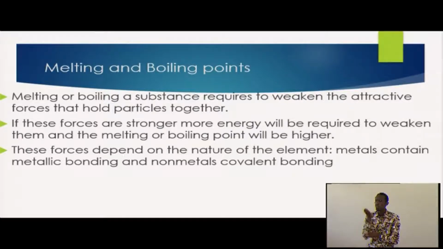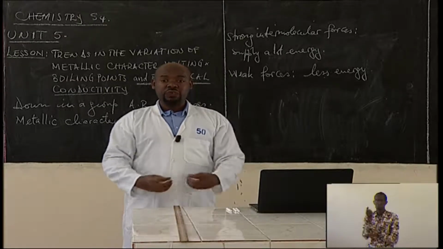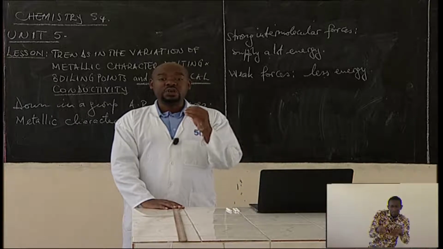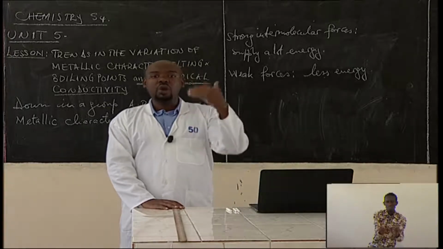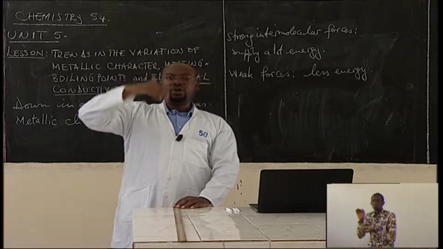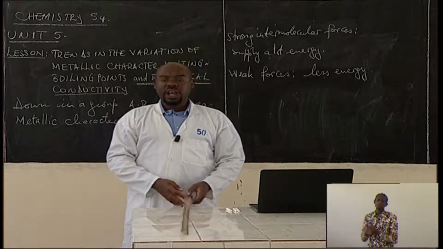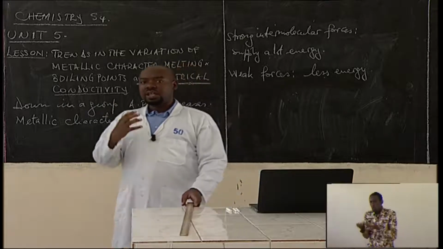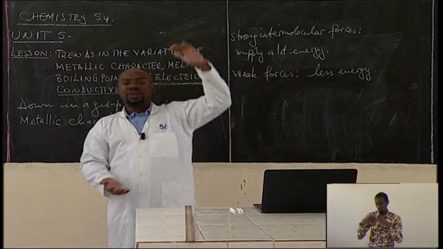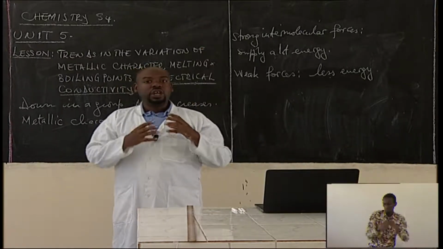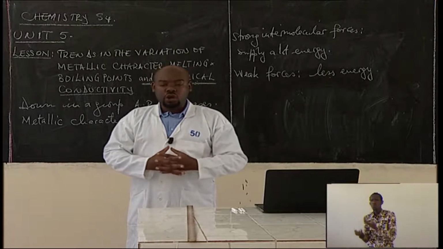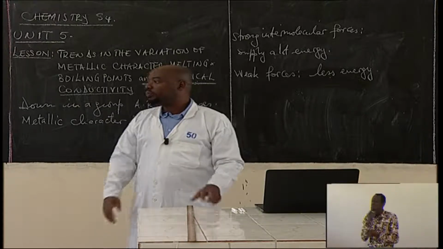You have to supply energy and supply energy. If it starts melting, then you stop supplying energy. But if it resists, you supply more energy. And as you supply more energy, the temperature will keep on increasing. So substances which have stronger attractive forces will always melt or boil at a very high temperature because it requires a lot of energy to weaken their strong attractive forces.